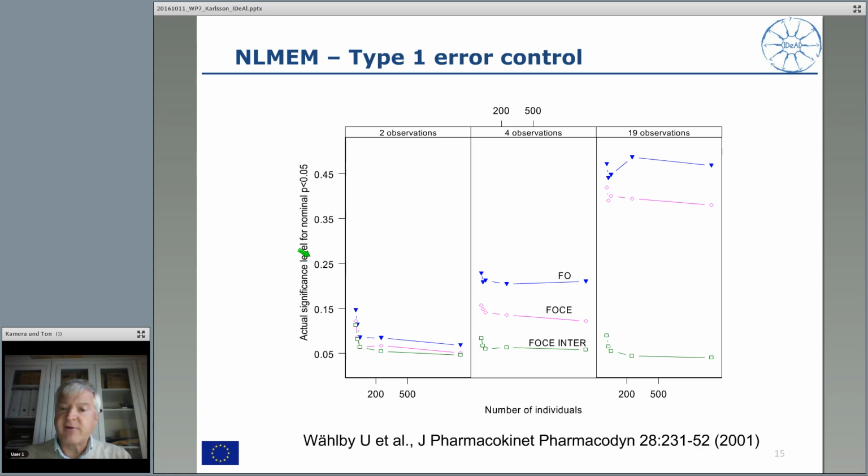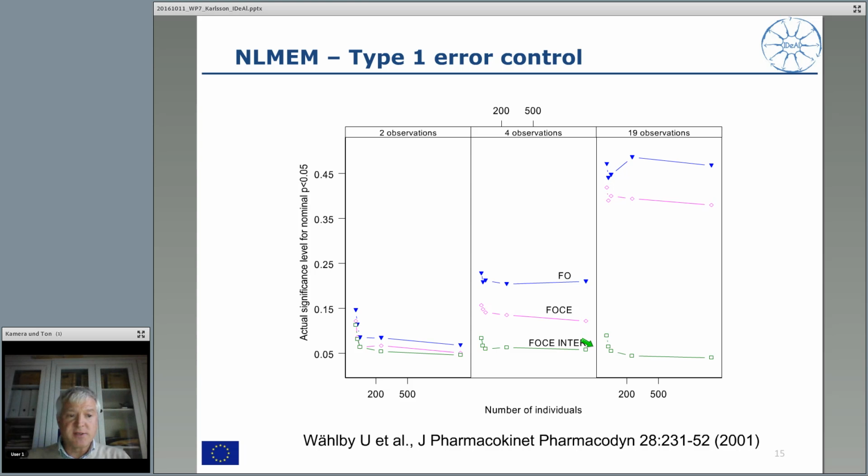But what you can see is that even for the most appropriate method in this case, the performance of the type 1 error is dependent on the study size. As the number of individuals decreases, we can see that there is an increase in the actual significance level above the 5%, which was the nominal level in this particular case. So if we're interested in small population trials, we should be concerned with the type 1 error control for nonlinear mixed effects models.